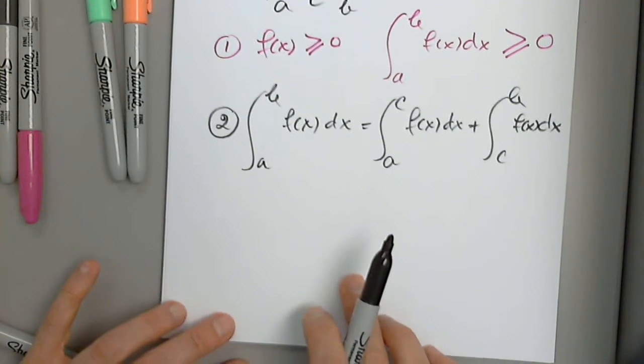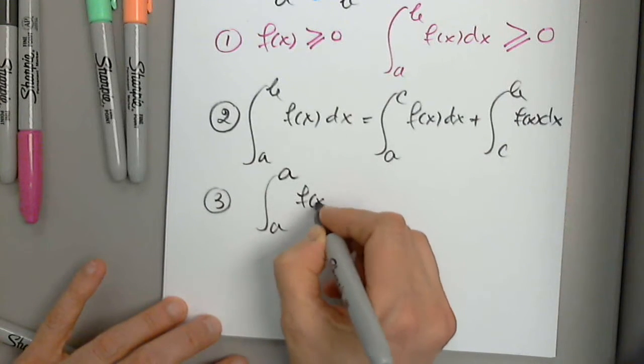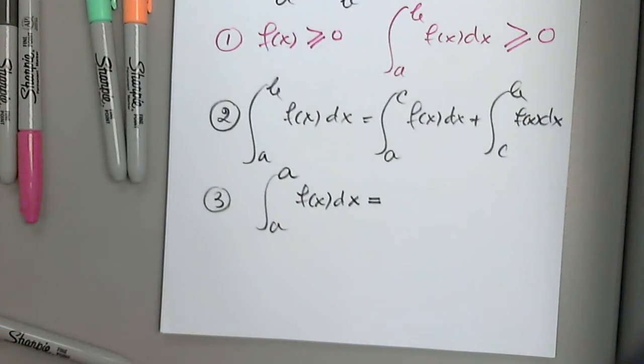Agreed? Good. Number three, the integral from a to a from f of x dx. What do you think this equals to? Say it again. Careful. Exactly. There is no area. There is no width. If there is no width of the interval, the area is 0. F of x can be whatever you want, but if you have to multiply it by 0, it's still 0. Excellent.